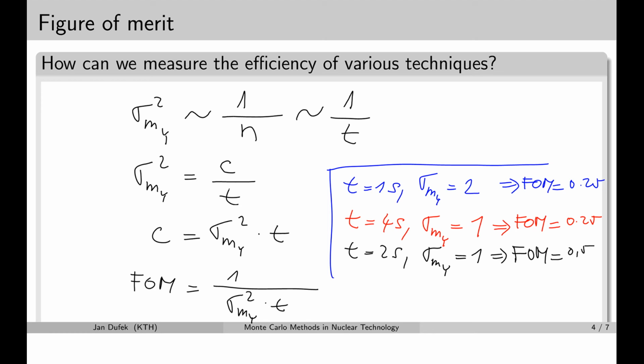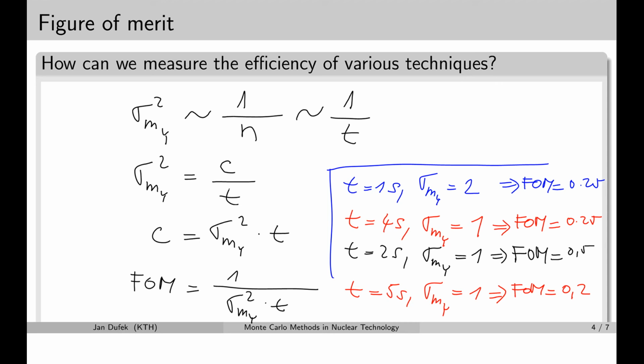And let's take a pessimistic case as well, when the variance reduction technique is taking too much time. So for instance, it will take 5 seconds, although it will still improve the standard deviation in the mean value. It will achieve the value of 1. So in this case, the figure of merit is 0.2. So that means that the figure of merit in this case is smaller than the figure of merit of standard Monte Carlo simulation, where we don't use any variance reduction technique.